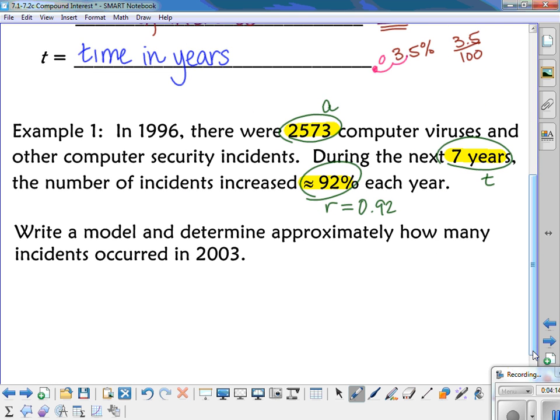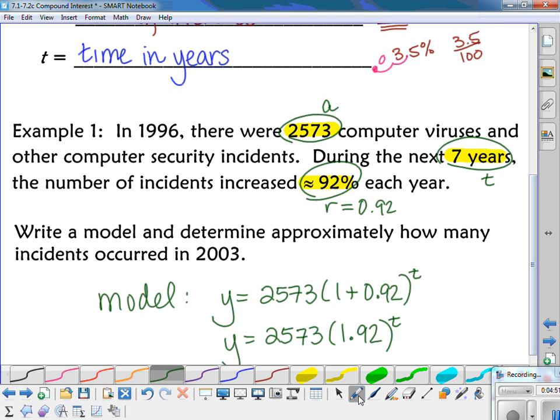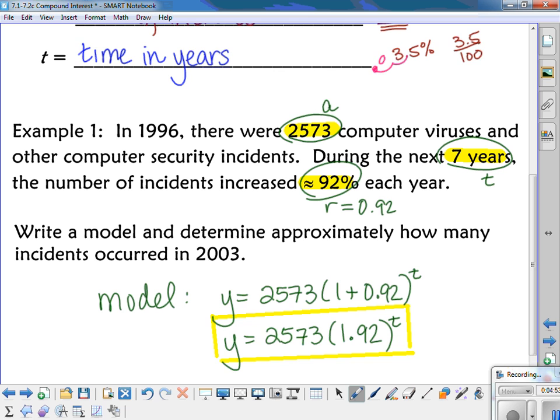For the initial model, I'm still going to just have it say T, because a model is something you can use for any time period. So the model would be y equals 2573 times 1 plus 0.92 raised to the t power. Then you can simplify what's in the parentheses, add them together. We end up with 2573 times 1.92 to the t power. So my growth factor for this is 1.92. Okay? So that would be my model.